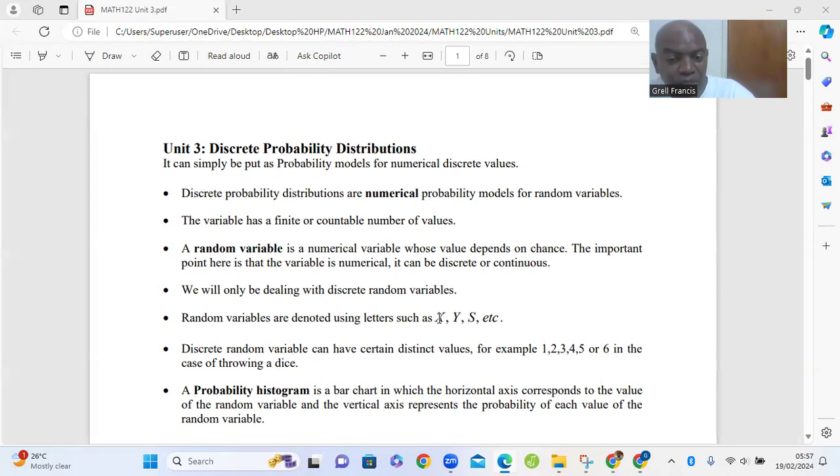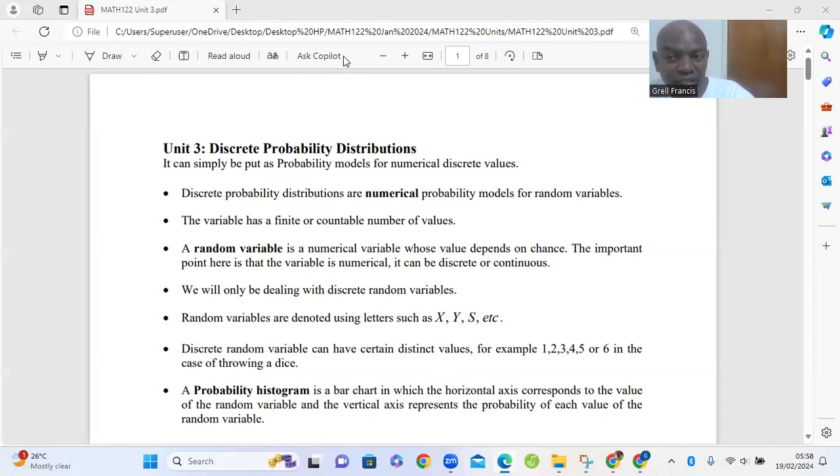So when the dice is tossed, you may get a 1. And here the word may, that's a probability annotation. There's a chance that you may get a 2. You might get a 3. There's a probability value that you get a 4, 5, or 6. So that's why they call it a random variable, because of that random nature of chance outcomes, that you may get certain distinct values for that variable. And the probability histogram is a bar chart in which the horizontal axis corresponds to the value of the random variable, and the vertical axis represents the probability of each value of the random variable.